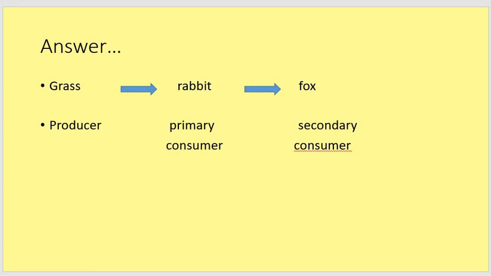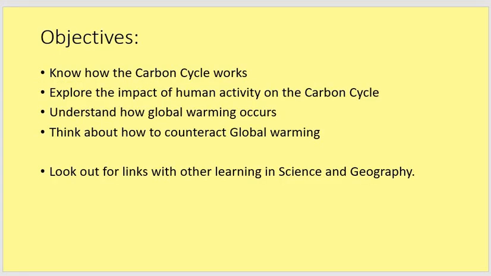So let's have a look at today's objectives now. After this week's lesson, we're going to know what the carbon cycle is, how it works, how humans can affect the carbon cycle, either in a positive or a negative way, understand how global warming occurs, and think about how to counteract global warming. And if you look out during this presentation, you will probably find some learning from some of our other topics this term, and also some learning that you have done in geography.